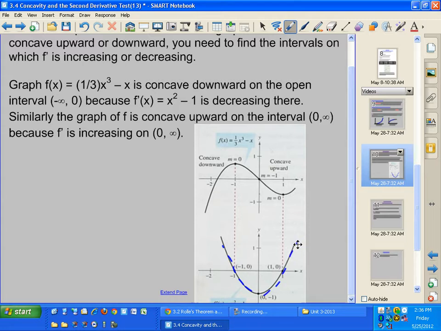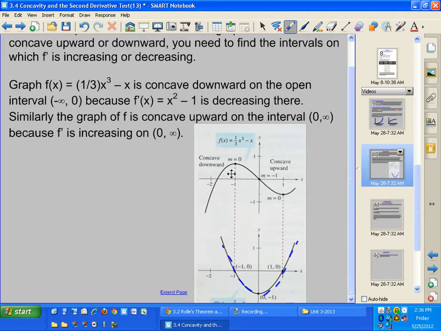So when the slope is positive down here, we're concave up on the original graph, and when the slope is negative on the derivative graph, then we're concave downward. So we're going to have to use a second derivative to find the slope on the derivative graph. Now here's the other thing.